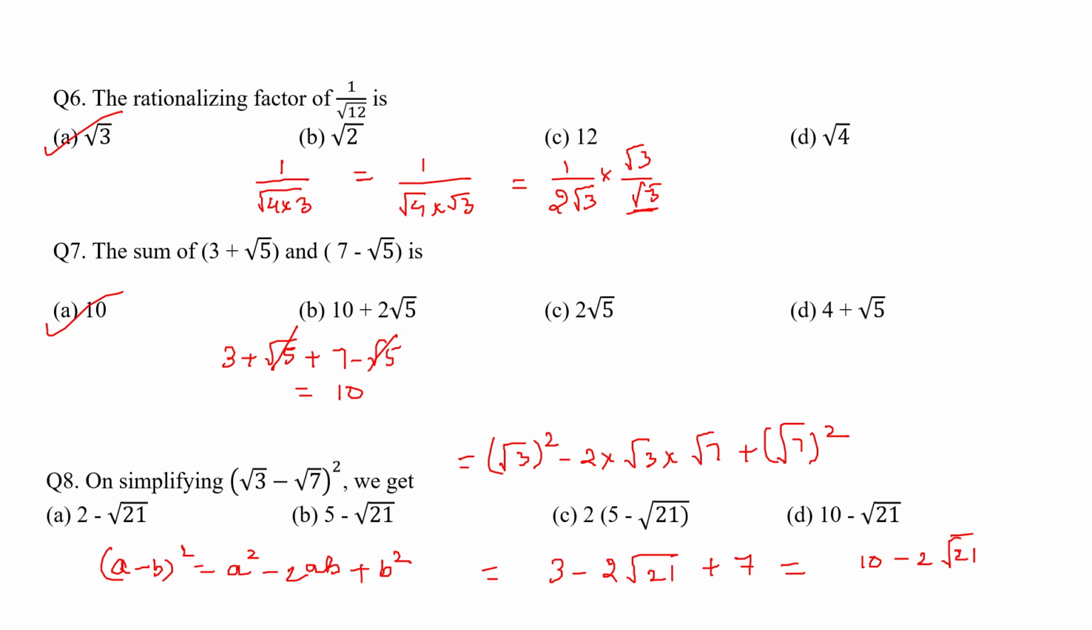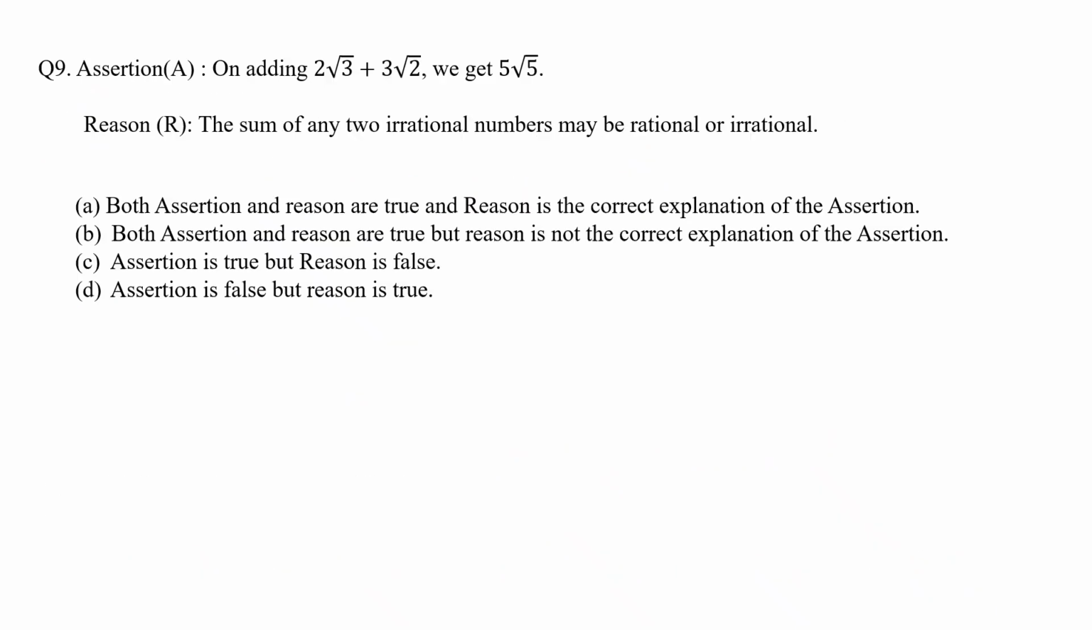Now if you see the options, 10 minus 2 root 21 is not in the options. But further you can see 10 and 2, 2 is the common factor. So take 2 common. It will be 2 times 5 minus root of 21. And now you can see C is the correct option. Okay, so I'm done with questions 1 to 8. Now moving to the next question.